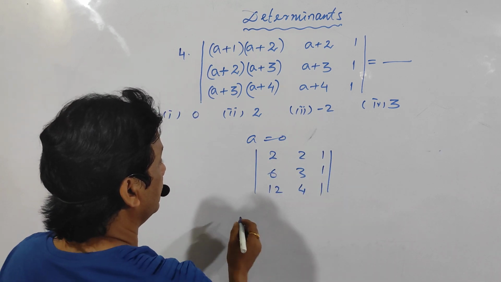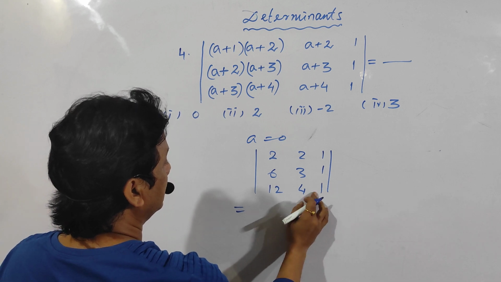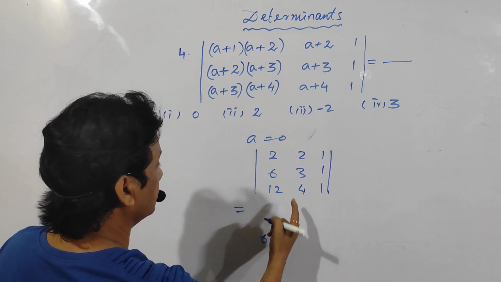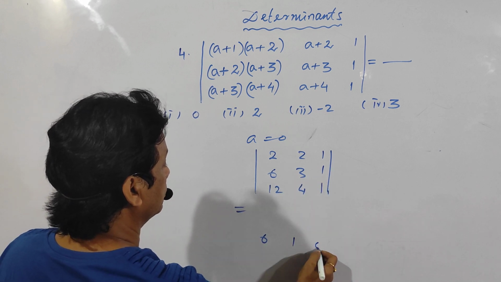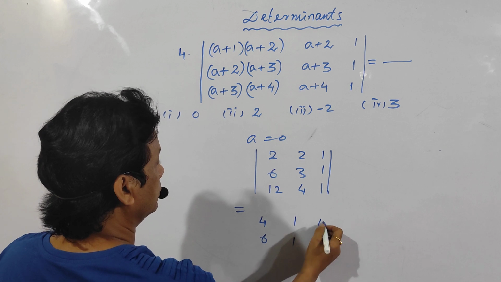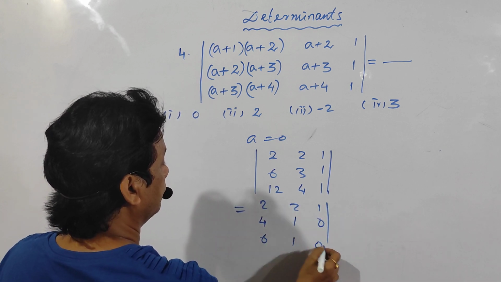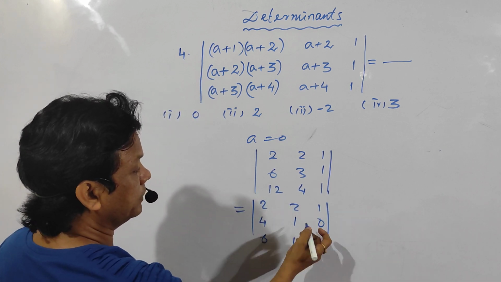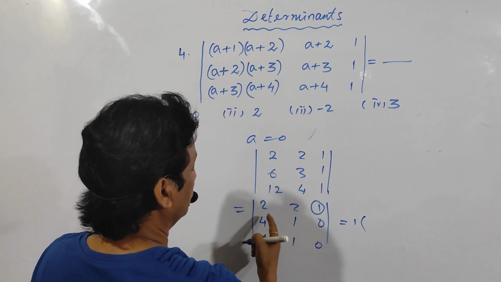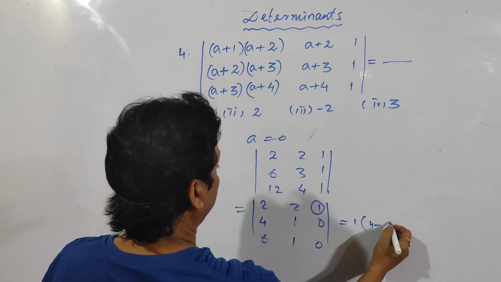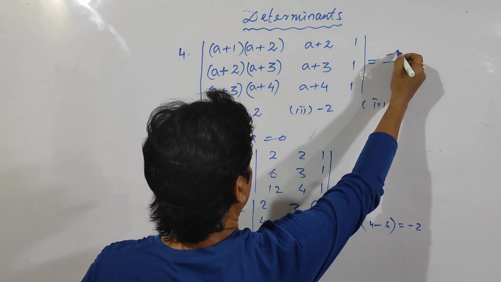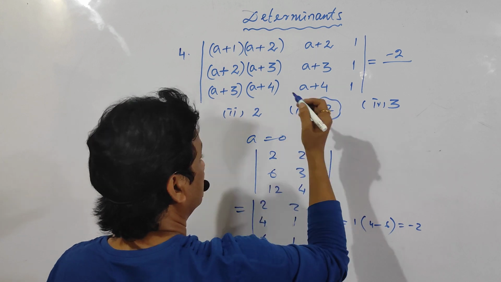12. Okay, so I am applying the property in one single line. I am applying the property. So this minus this, 12 minus 6 it is 6, 4 minus 3 1, 1 minus 1 0, 6 minus 2 4, 3 minus 2 1, 1 minus 1 0, so 2 2 1. Okay, so these two elements are 0, so simply solve for 1. So it will be 1 into 4 minus 6. 4 minus 6, it will be minus 2. So answer will be minus 2. So this one is the option.